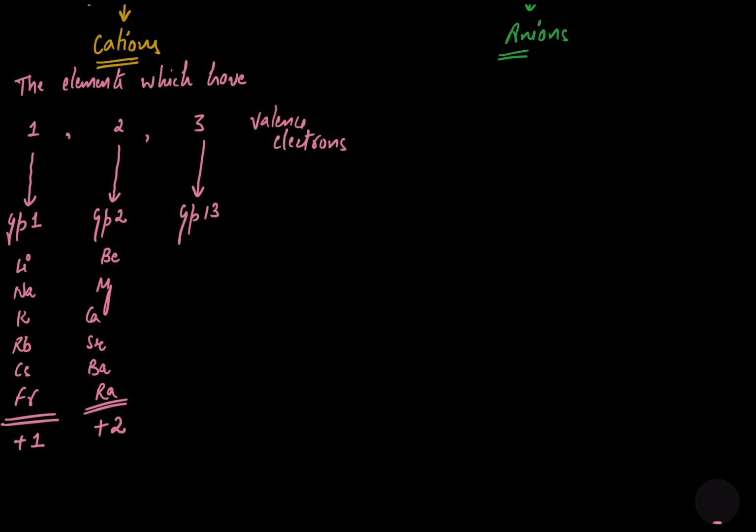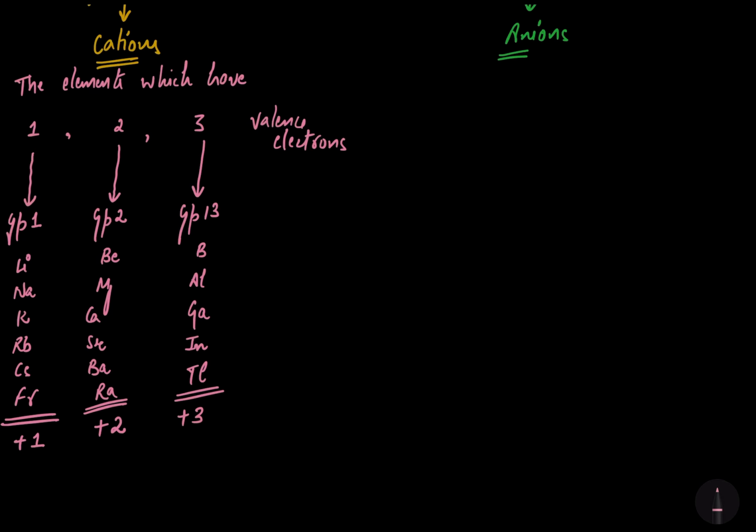Now let's talk about group number 13. It's boron, aluminium, gallium, indium, and thallium. This group readily loses 3 electrons to acquire an oxidation state of plus 3.